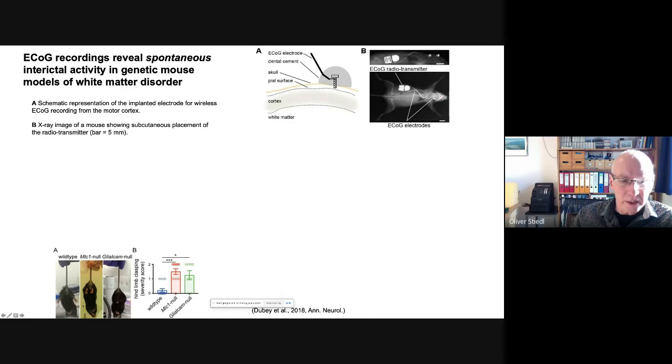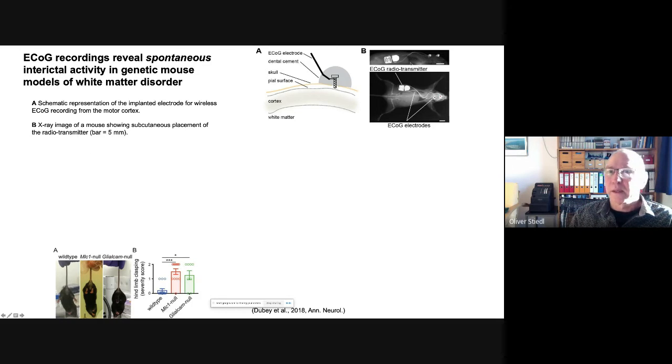The same applies for white matter disorder models. So you here see the motor differences in clasping, because these show also differences, and this clasping behavior is more or less absent in the wild types. It occurs in the MLC1 knockouts, in the GlialCAM knockouts.